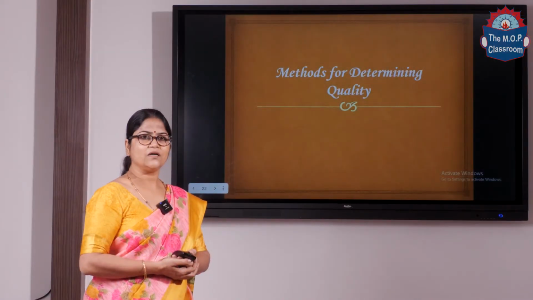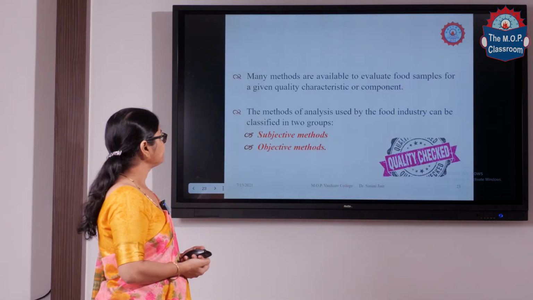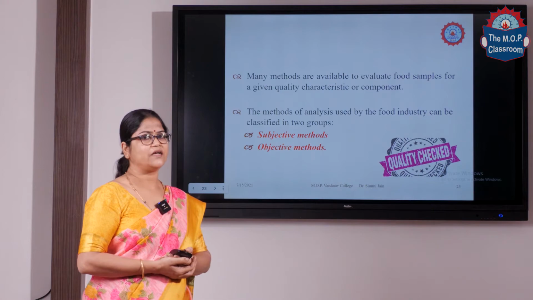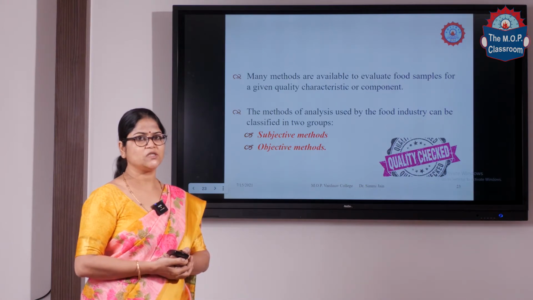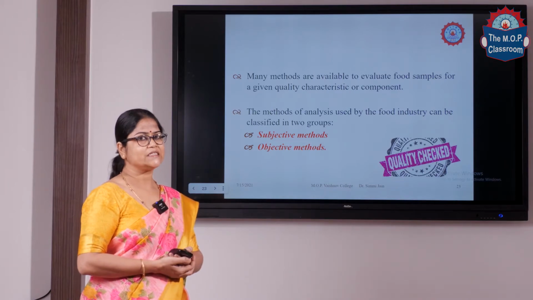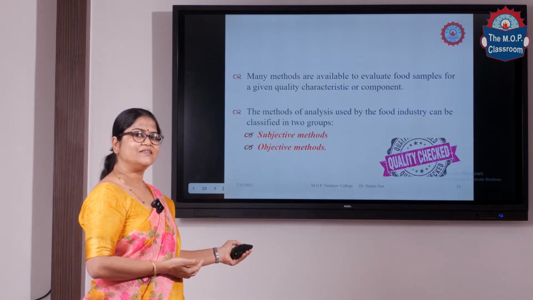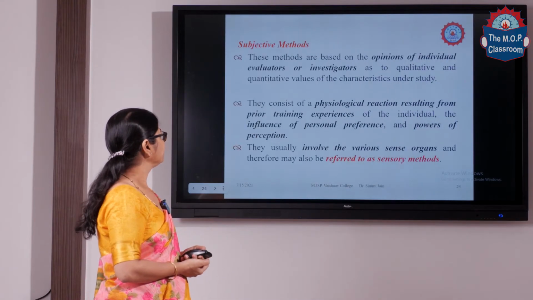We will now take up the methods used to evaluate quality. Let us now understand the methods of determining quality. There are many methods available to a manufacturing industry to evaluate food samples for a given characteristic of a product. They are broadly classified into two groups, subjective methods and objective methods.